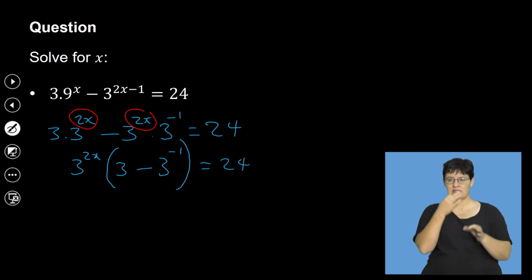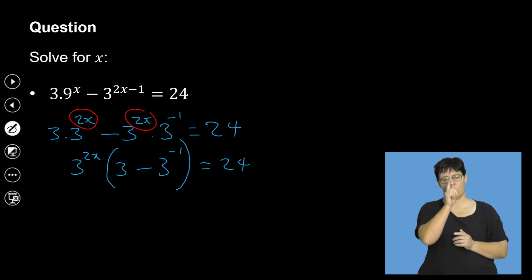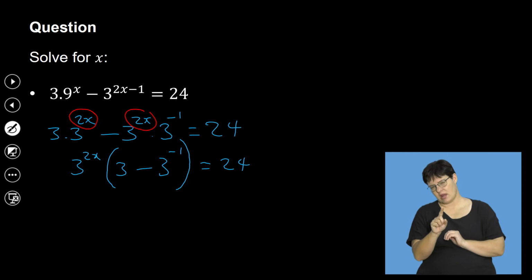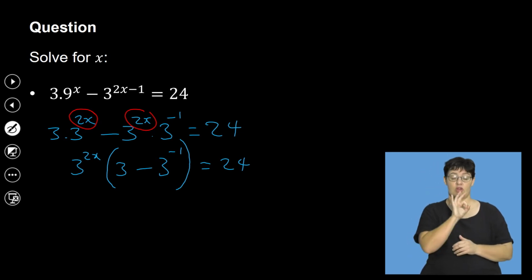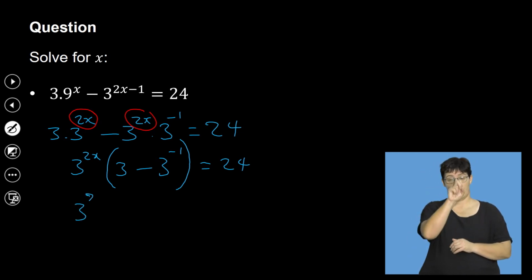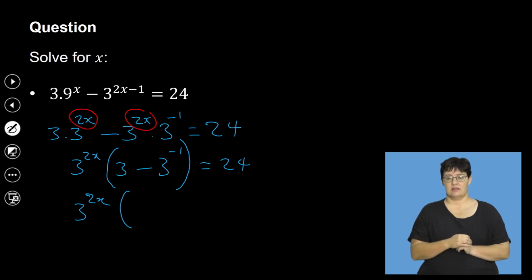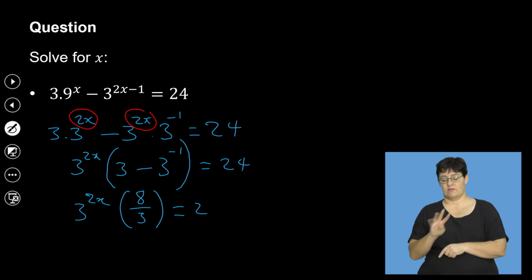And then if you simplify the bracket there, it will be 1 over 3. And therefore, it's going to be 9 minus 1, which is 8. So this is going to be 3 to the exponent of 2x into 8 over 3. And it will be equal to 24, right?